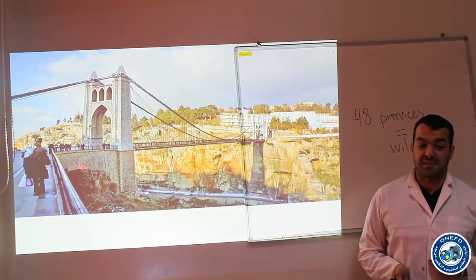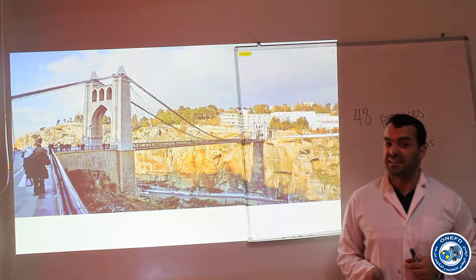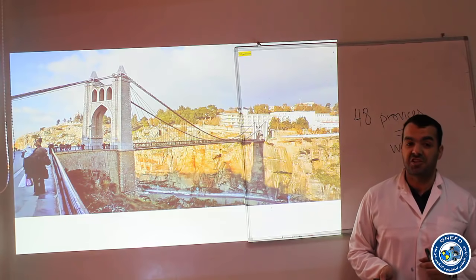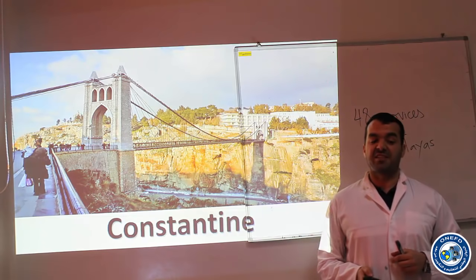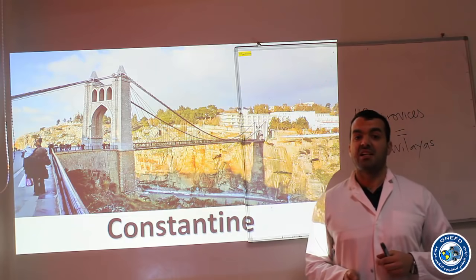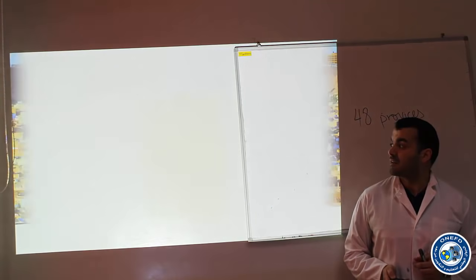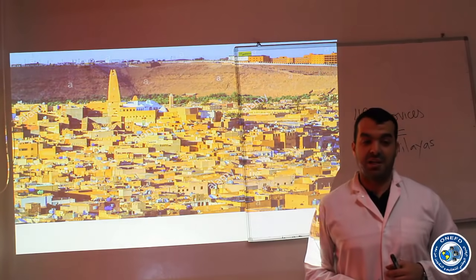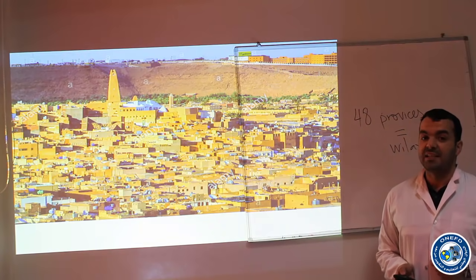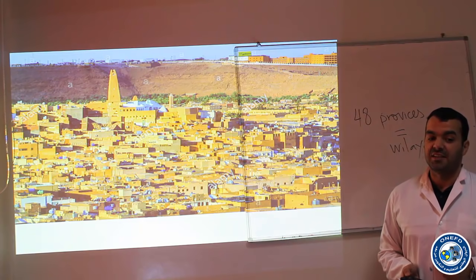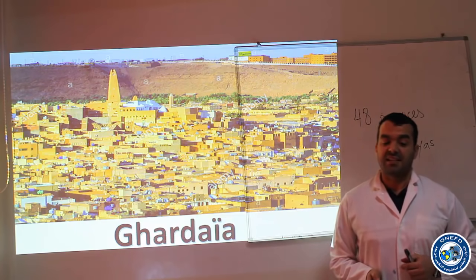What about this wilaya? Can you guess it? This is a famous bridge in this wilaya. Very good. It's Constantine. The following wilaya, can you guess it? It's Ghardaia.